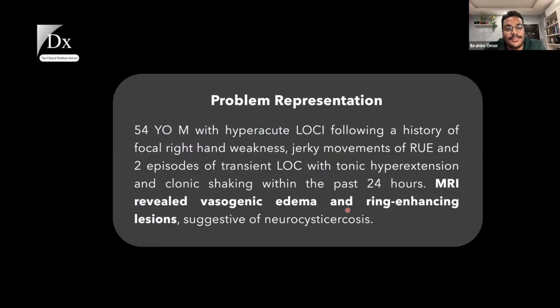So the problem representation for this case: this was a 54-year-old male who seemed to have hyperacute loss of consciousness, as well as focal right hand weakness. It seemed that this guy had all of his symptoms develop within the span of 24 hours. So along with his clinical history and the imaging findings that showed vasogenic edema and ring-enhancing lesions, this guy was eventually given the diagnosis of neurocysticercosis.